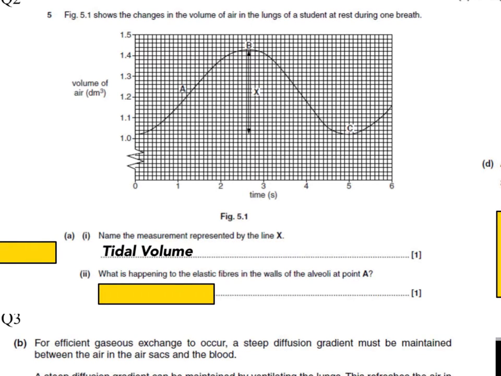So tidal volume is your natural breathing rate. As you breathe in, the volume of air in your lungs increases. As you breathe out, it decreases. It's all natural at rest, nothing being forced.